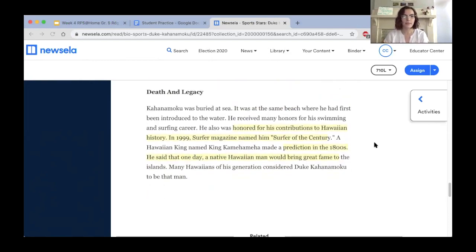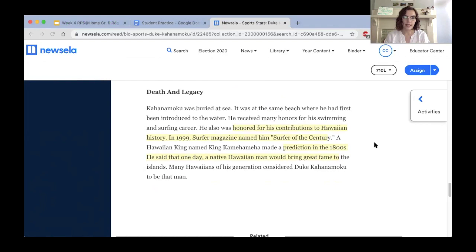Death and legacy. Kahanamoku was buried at sea. It was the same beach where he had first been introduced to the water. He received many honors for his swimming and surfing career. He also was honored for his contributions to Hawaiian history. In 1999, Surfer magazine named him Surfer of the Century.